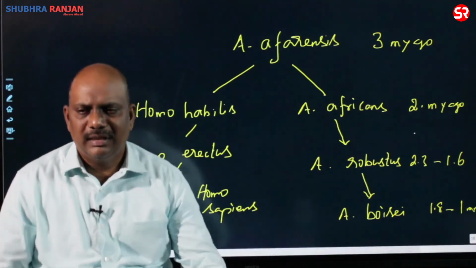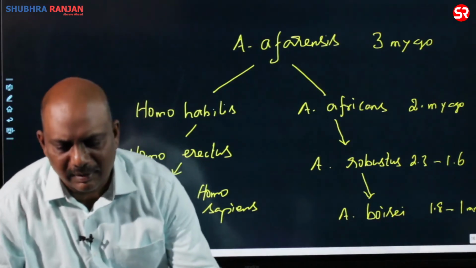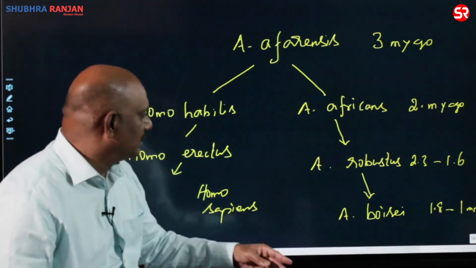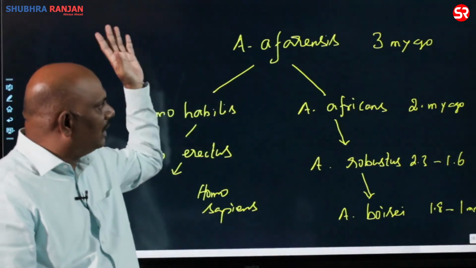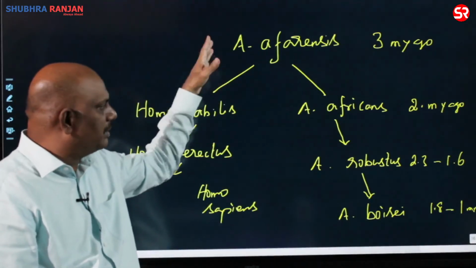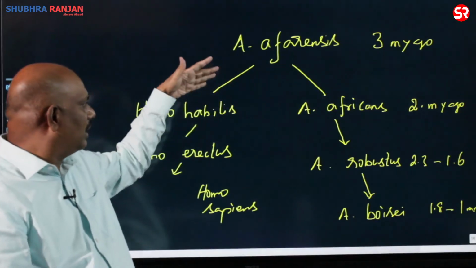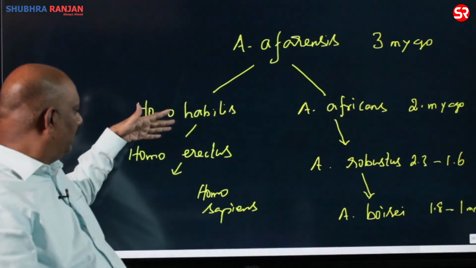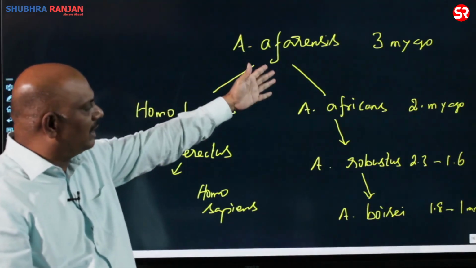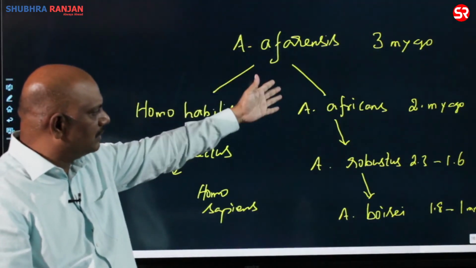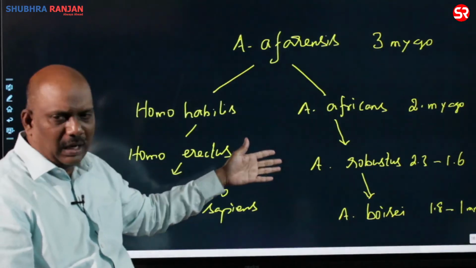Okay, so this is the two-branch theory given by Donald C. Johnson and Timothy White. That is, the Australopithecus afarensis got split into two. One line evolved into Homo habilis, Homo erectus, and then Homo sapiens, while the other line evolved into africanus, robustus, and boisei.